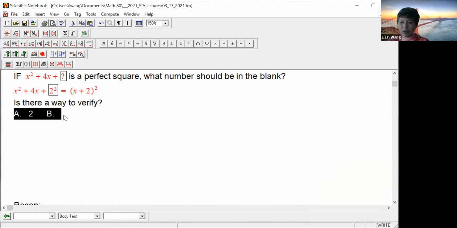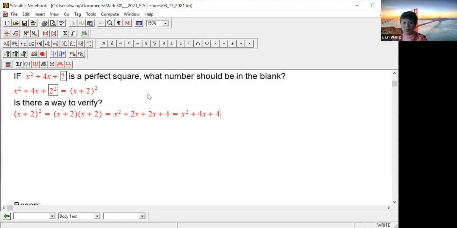So can we verify our answer? To verify, you just FOIL this all over again. First, x squared, plus 2x plus another 2x, plus a 4, and you're going to get x squared plus 4x plus 4. So we found it, right? Does everybody follow me? Are you ready for another one?